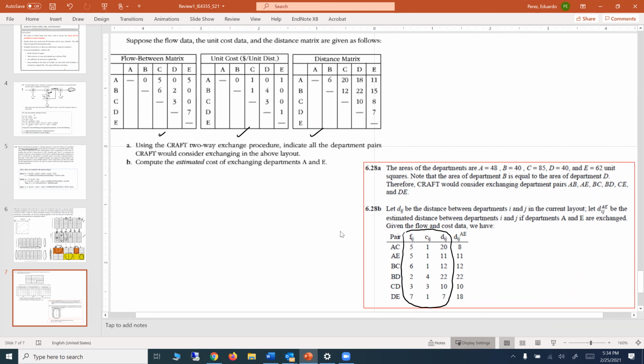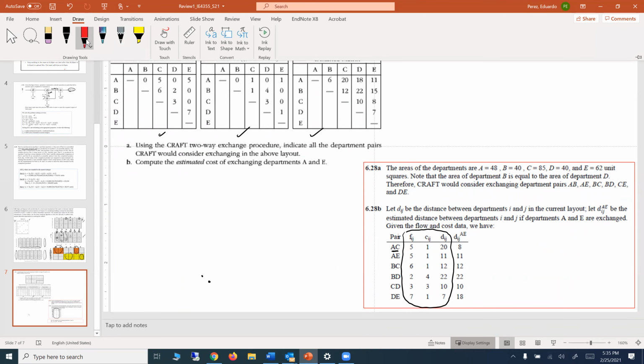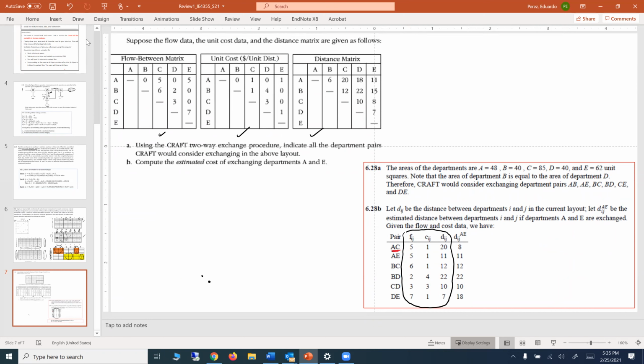So for example, if I look at this pair, A and C, I can look at the table. I want to change the color, but it's not letting me. Let me see if we can change. Okay, here we go. So A and C. I want to know what the flow is between A and C. That flow is 5. The cost is 1. And distance is 20.